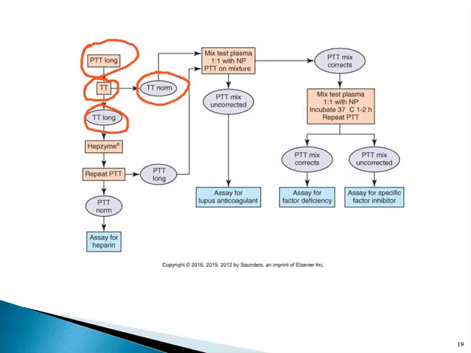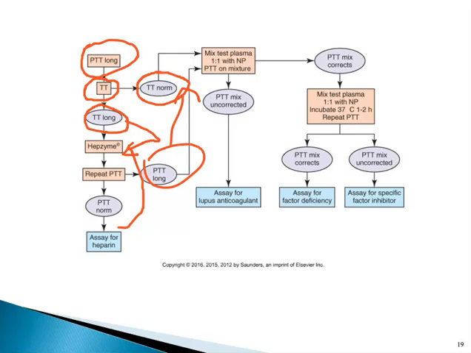So what we can do is use Hepsorb. Hepsorb is a heparin neutralizer, right? So it's nice because we have some options. We can treat that sample with Hepsorb, and then we can repeat the APTT. If the new APTT test is normal, then what that means is that we must run an assay for heparin. If the APTT was still prolonged after we treated with Hepsorb, then we go ahead and we run our mixing study.